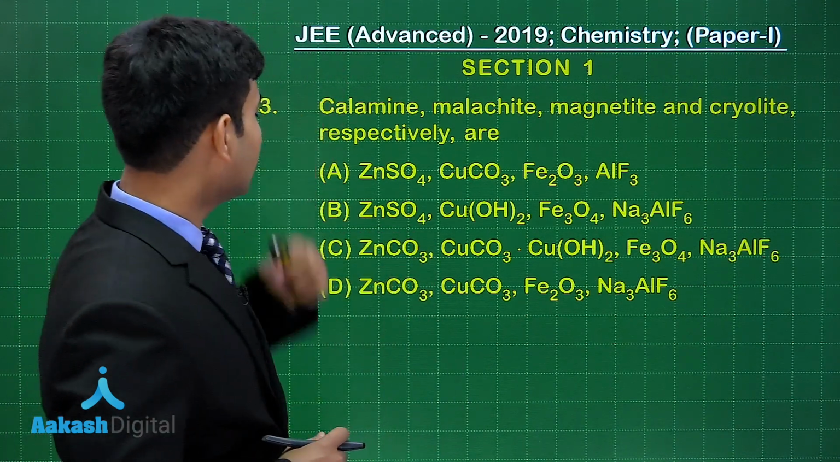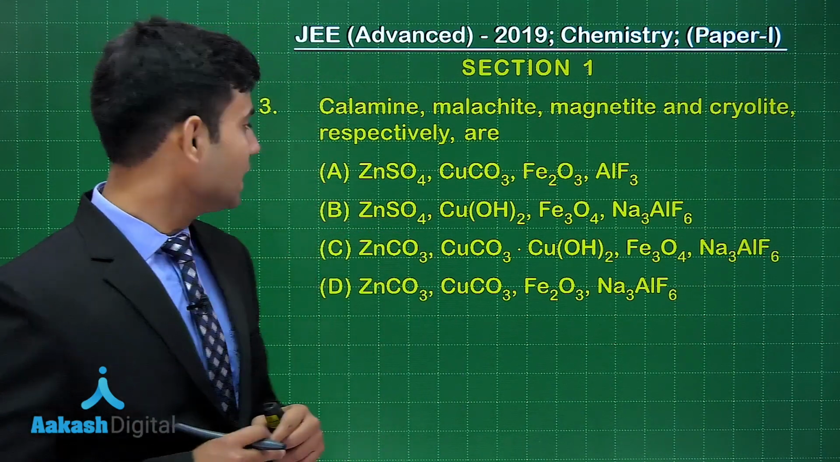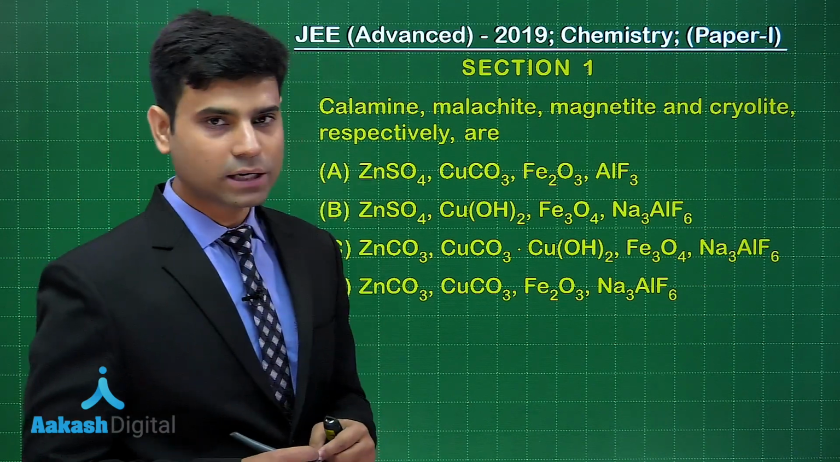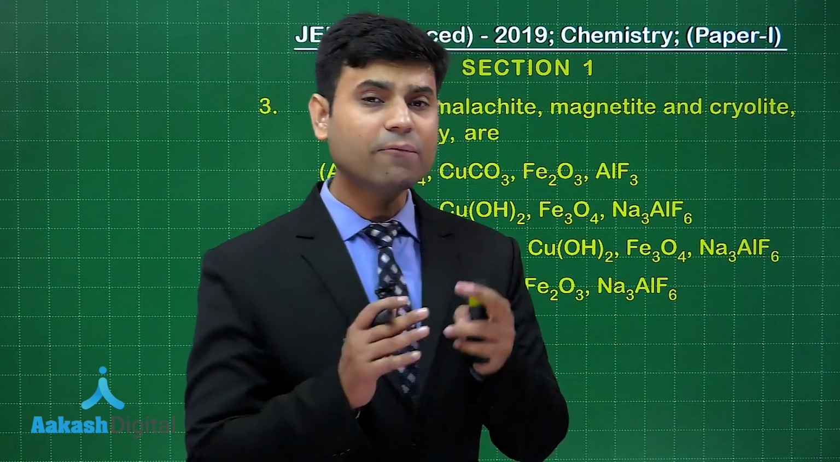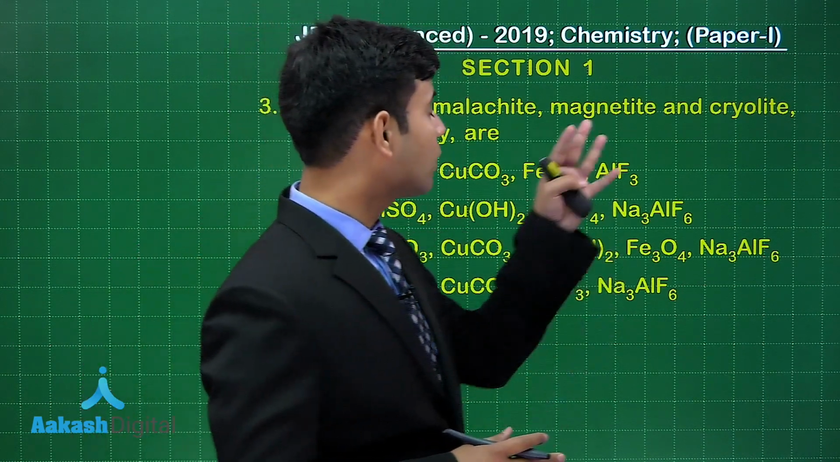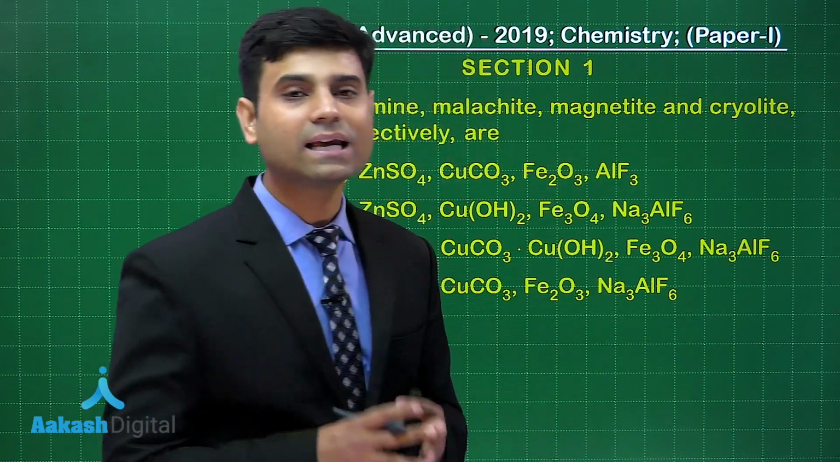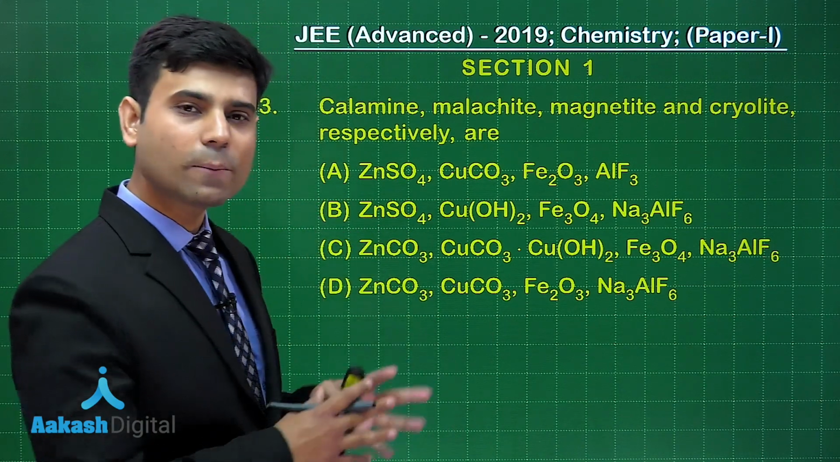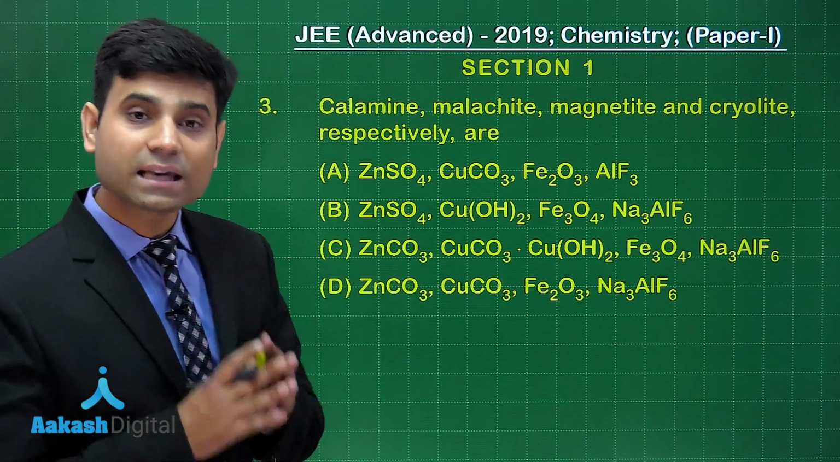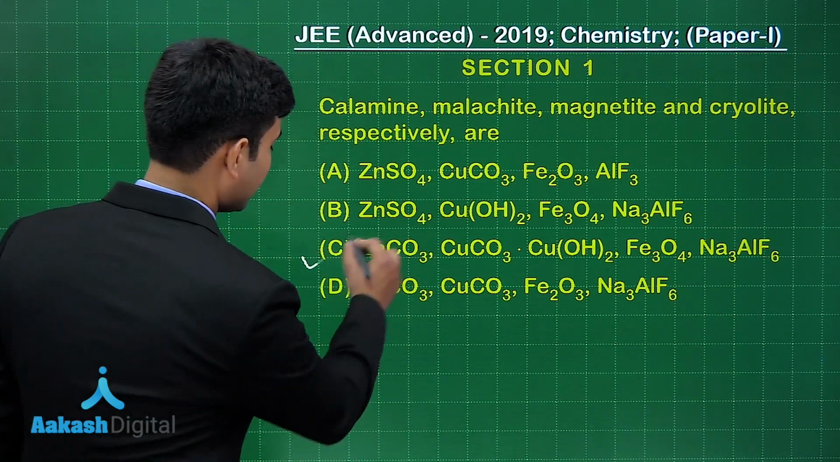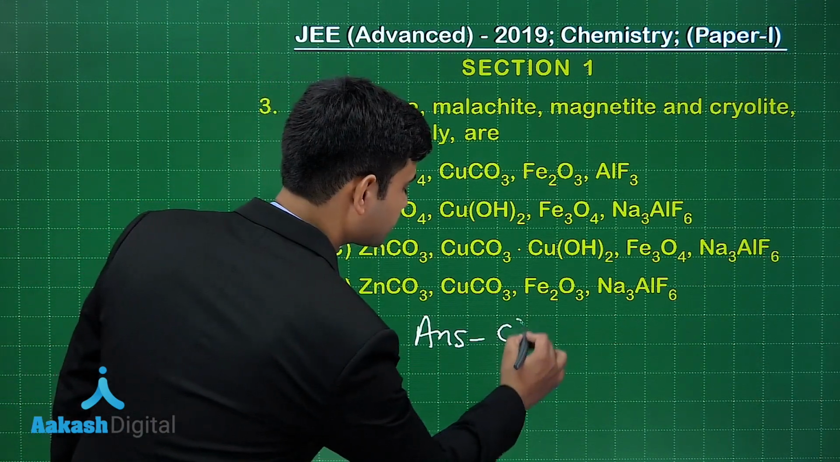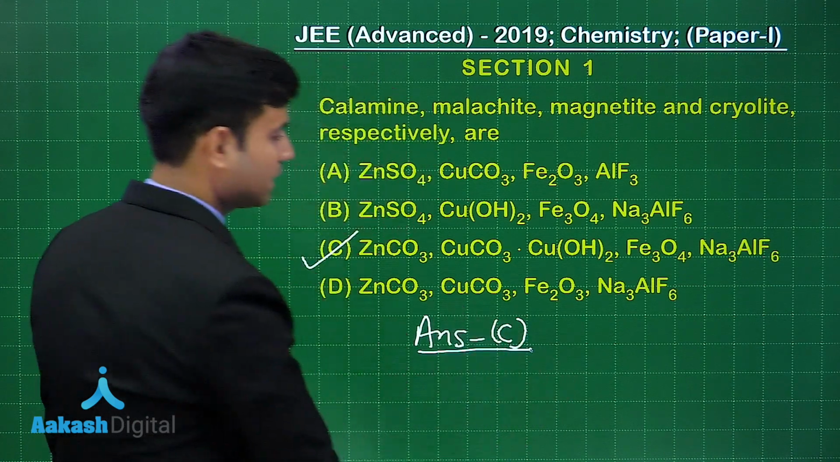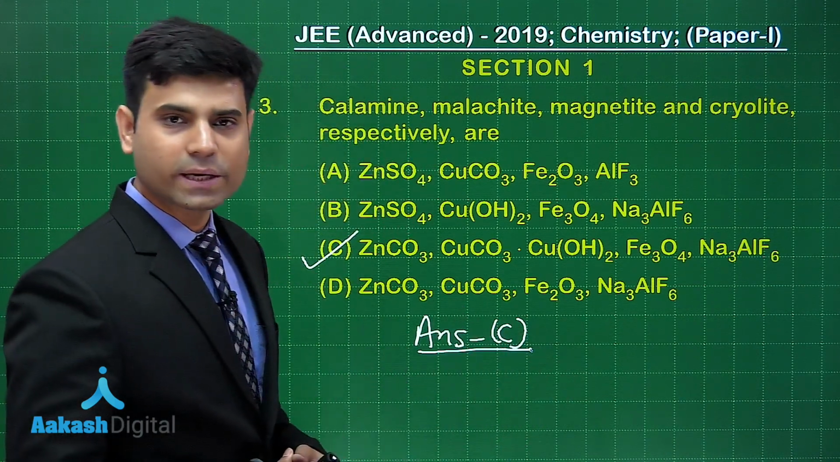So calamine is zinc carbonate, which is ZnCO3. Malachite is CuCO3.Cu(OH)2. Magnetite is Fe3O4. And cryolite is Na3AlF6. So out of the given options, the correct answer is given in option C. Hence, the correct answer for this question will be option C. Now let's move to the next question.